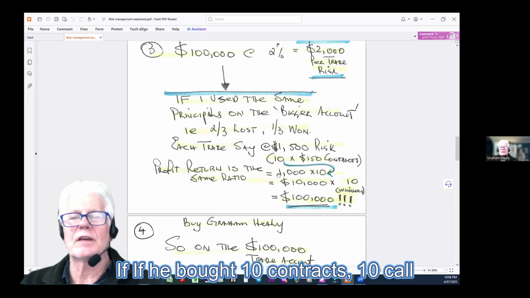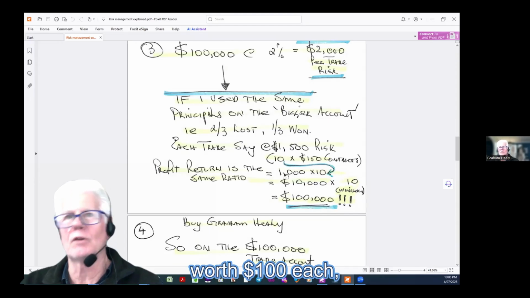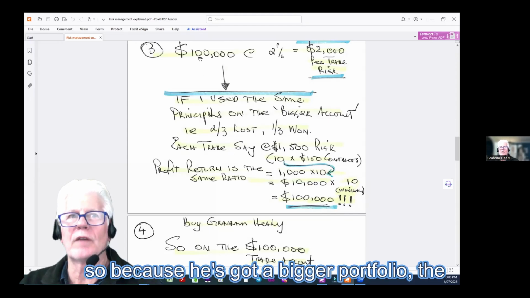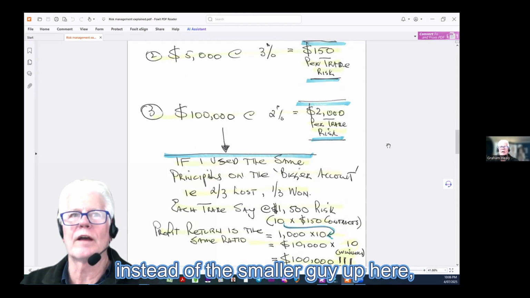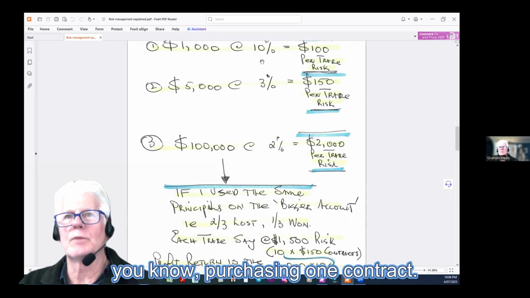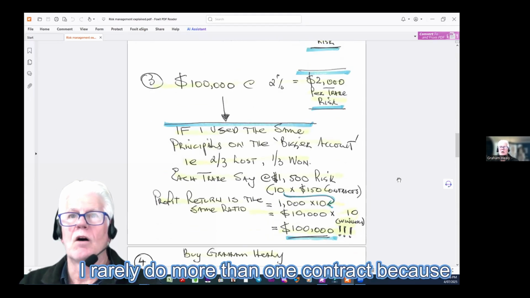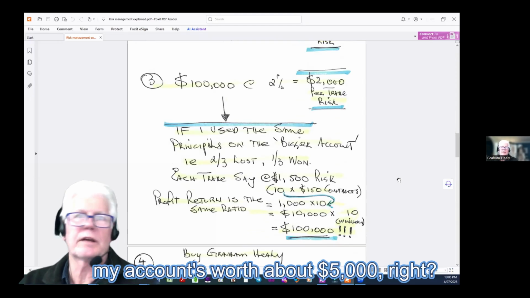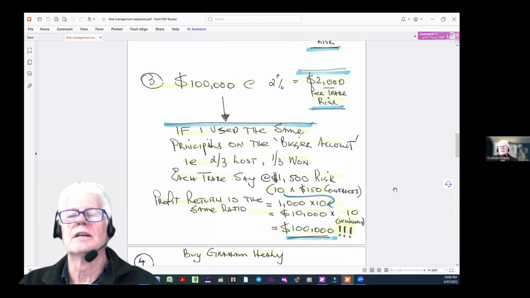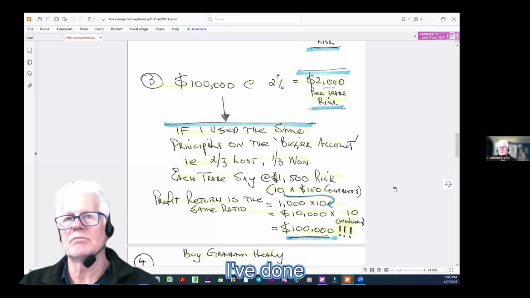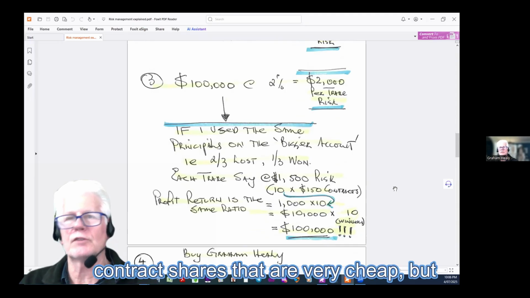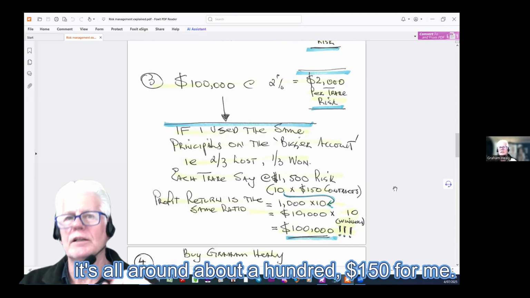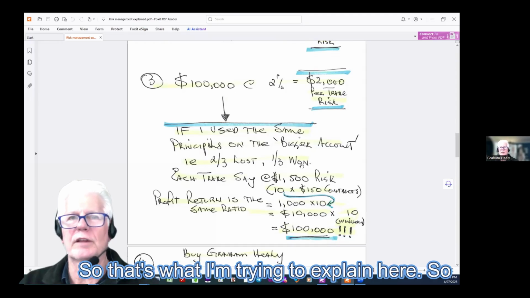If he bought 10 call contracts worth $100 each, because he's got a bigger portfolio, the $100,000 guy is actually purchasing 10 contracts instead of the smaller guy up here who's only purchasing one contract. Now, as an example, I rarely do more than one contract because my account's worth about $5,000, right? So I will only do one contract. I've done multiple contracts on shares that are very cheap, but generally it's all around about $100, $150 for me. So that's what I'm trying to explain here.